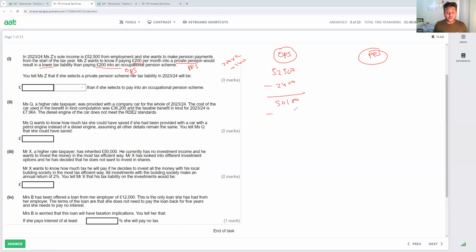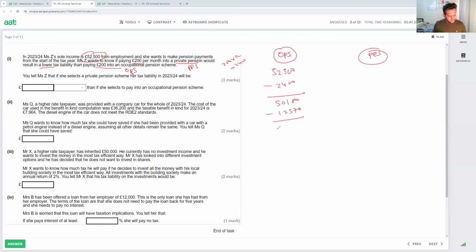50,100. You have to minus the full personal allowance, 12,570. Remember that it's a sole income. It doesn't say taxable income. Very important, this word. If the question says taxable income, that means the personal allowance is already deducted. But if the question said total income or net income, that means the personal allowance is not deducted yet. You have to do it. So you need to minus that, 50,100 minus 12,570.